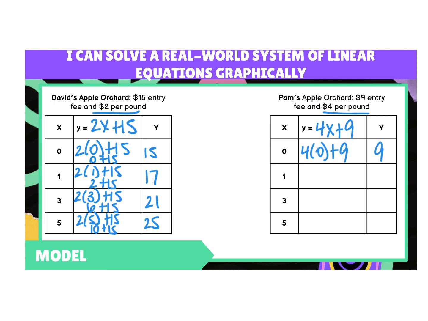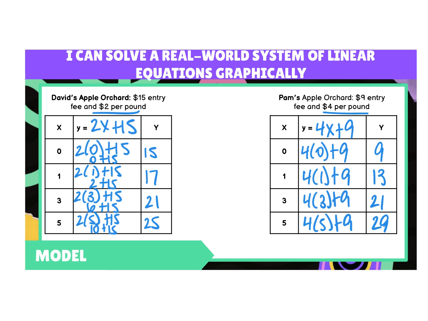Then we do it again for 1. So 4 parentheses 1 plus 9. Straight up in my calculator gives me 13. 4 parentheses 3 plus 9 gives us 21. And our last one, 4 parentheses 5 plus 9 gives us 29.